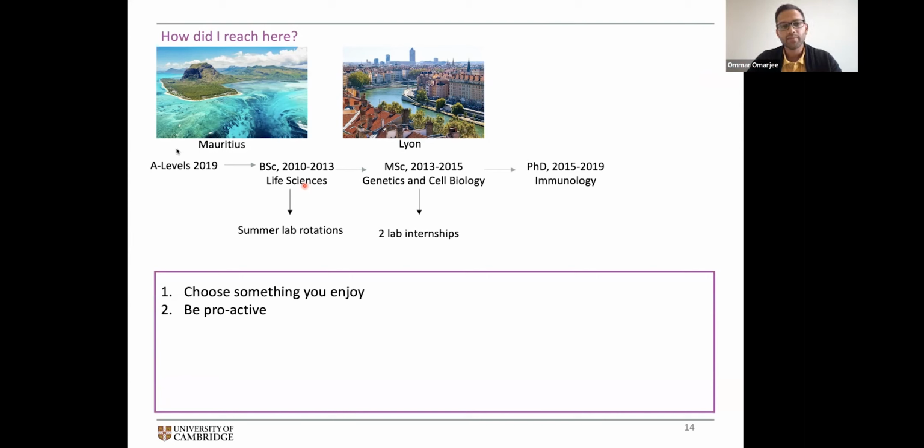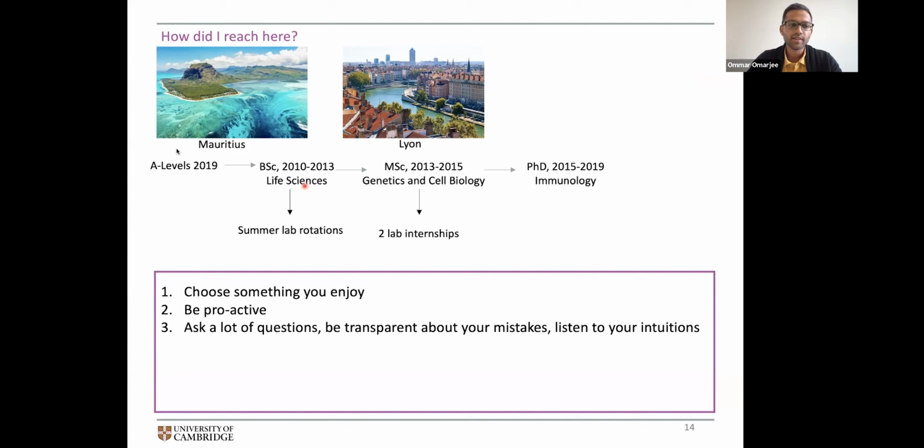So during my time as a PhD, I learned that you need to ask a lot of questions. There is no need to be shy. When you don't know something, go ahead, ask questions. It will be beneficial in the long term. I've also learned to be transparent about your mistakes, especially in the field of science. It's very important to be honest and transparent. So when you do something wrong, you admit it and you learn from it so that you don't repeat that mistake. And also, I've learned that you need to follow your instructions.